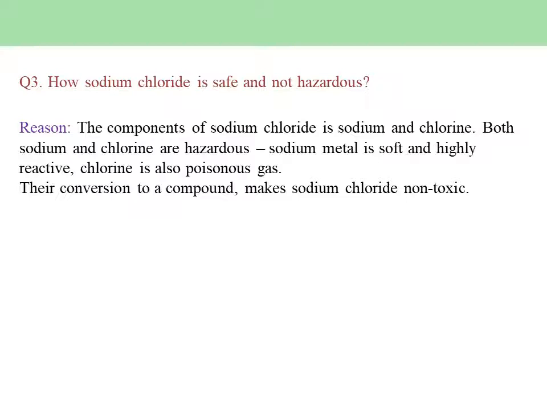It leads to very vigorous and explosive sort of reactions. What about chlorine? Chlorine is a poisonous gas. So chlorine, though it's a colorful gas, is a very poisonous gas. So it's not a very safe one. Now, when these two deadly things combine together in a certain proportion, they form a compound. And that particular compound has totally different properties, totally different features, an entirely new behavior.